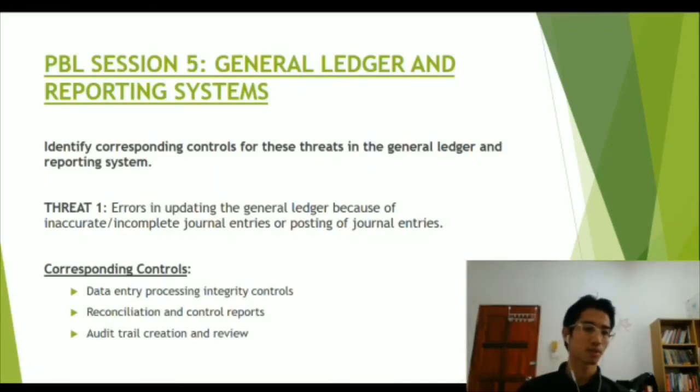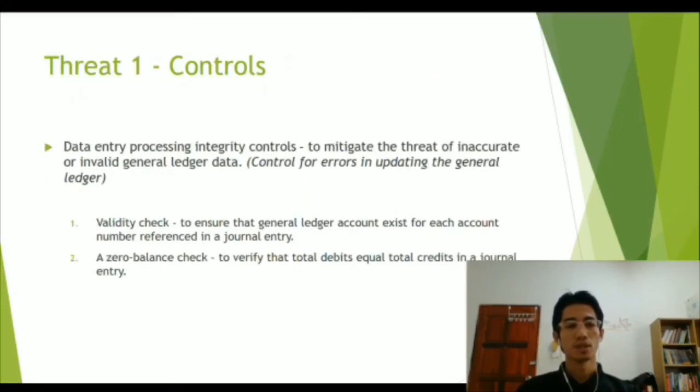So the corresponding controls are the data entry processing integrity controls. The second one is reconciliation and control reports. And last but not least is audit trail. The data entry processing integrity controls are to mitigate the threat of inaccurate or invalid general ledger data. As applied to the question, it is the control for errors in updating the general ledger.